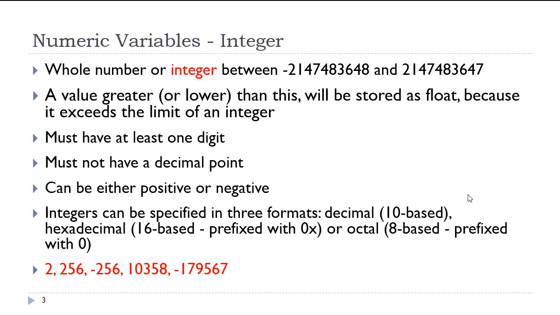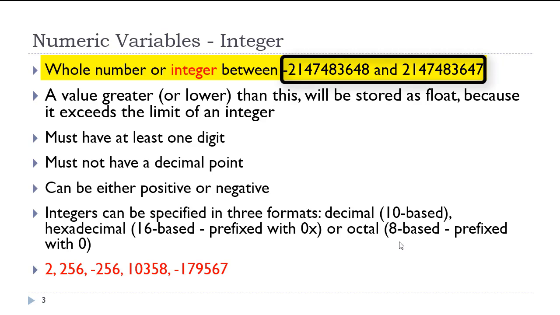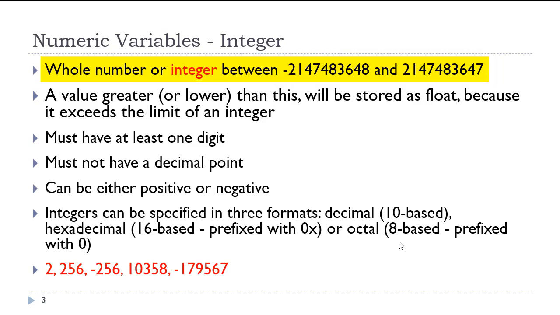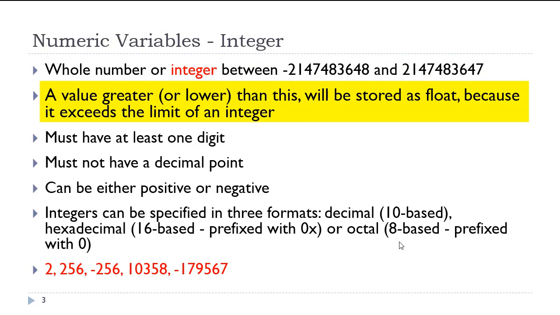There are two types of numeric variables. The first type is the integer. In PHP, a whole number or integer value is between these two values. Anything greater or lower than this will be stored as a float or a decimal.